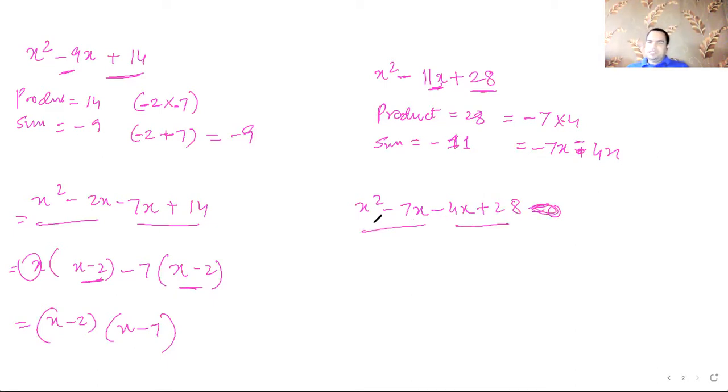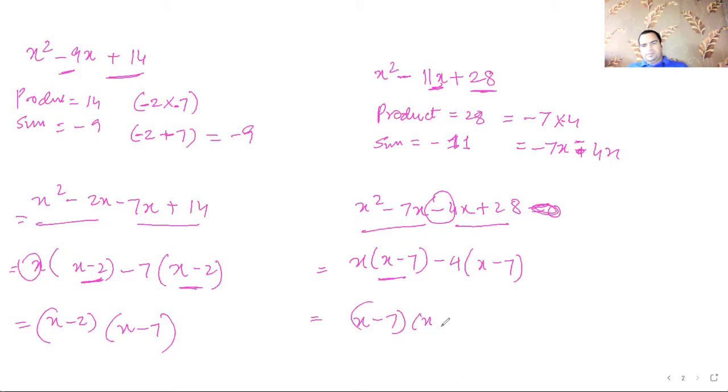Don't equate to 0 until they ask you to do so. So it'll be x minus 7 minus 4 x minus 7. If you take x common from the first one, you get this. And if you take minus 4 common from the second, you get x minus 7, and both the brackets must be the same. And what you get as a result is x minus 7 and x minus 4. So this is the factorization that we get using the splitting of the middle term.